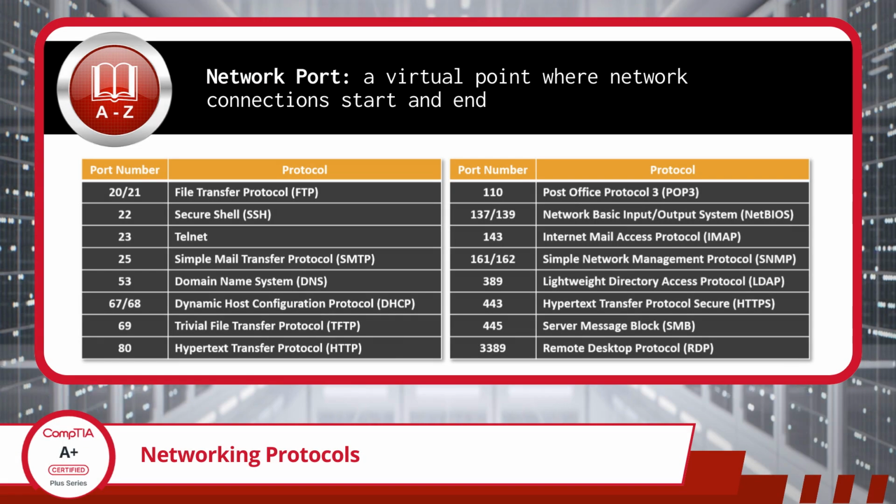Lastly, we'll discuss networking ports. A network port is a virtual point where network connections start and end. Ports are identified by port numbers, with each port number indicating a specific service or protocol. For instance, HTTP, the protocol for unencrypted web traffic, typically uses port 80, while emails sent by the SMTP protocol will use port 25 by default.